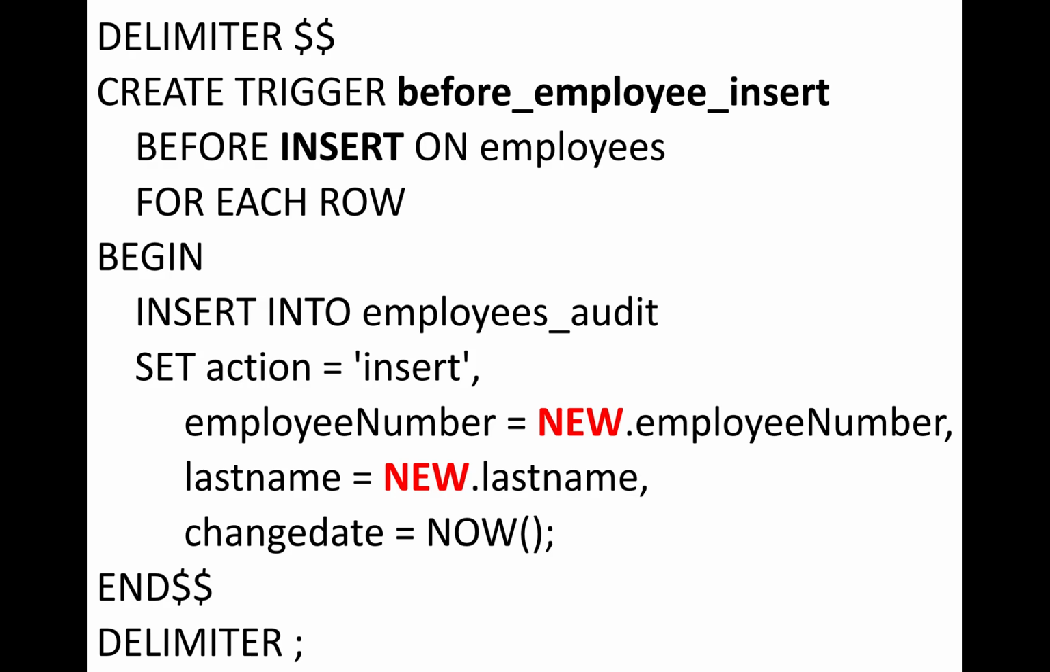Notice that we're also executing it after the insert on the employee table. And so in the audit, when we're inserting this, we're copying the action: a new record was inserted. We can copy the employee number and the last name to do the audit trail. Okay, that's all I have.